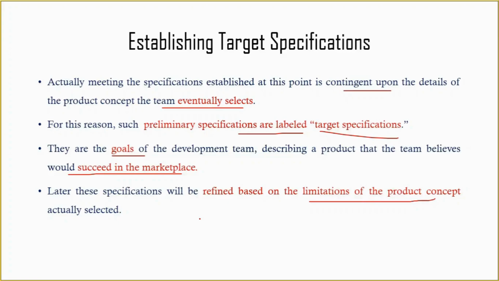Here we tried to understand one example: if some company wants to develop a new fork, how to consider the specification, after which step we can consider the product specification, and how to establish the target specification. Later we will see the process of setting the target specification.